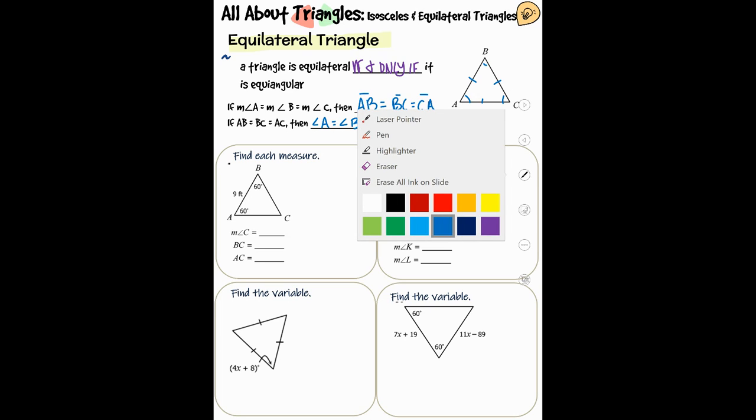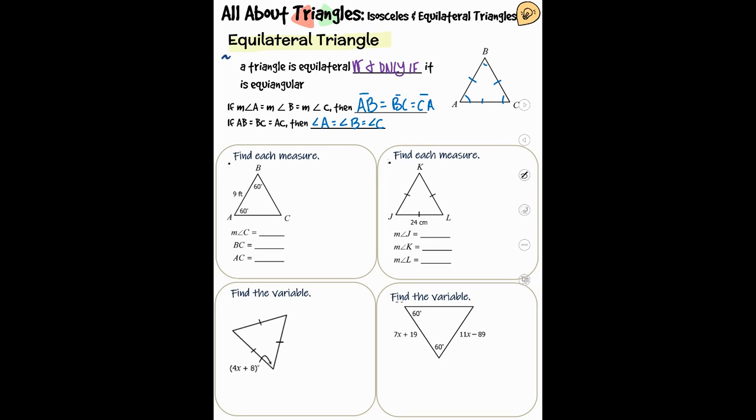And guess what? We already know what our angle measures are because we know that the total of this triangle is 180. So if I divide 180, since they all have to be the same exact amount, 180 divided by 3 is 60 degrees. So each of these angles is 60 degrees, always in an equilateral triangle. It will never be different.